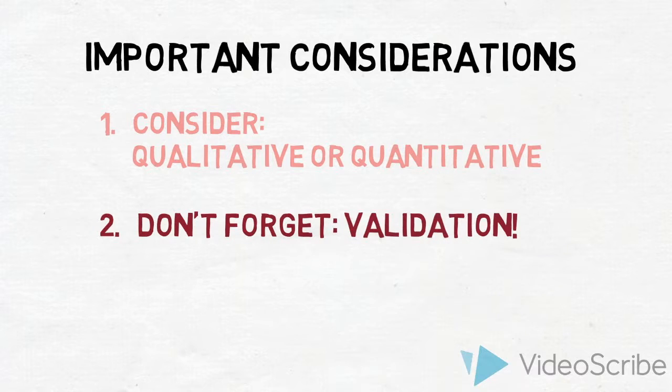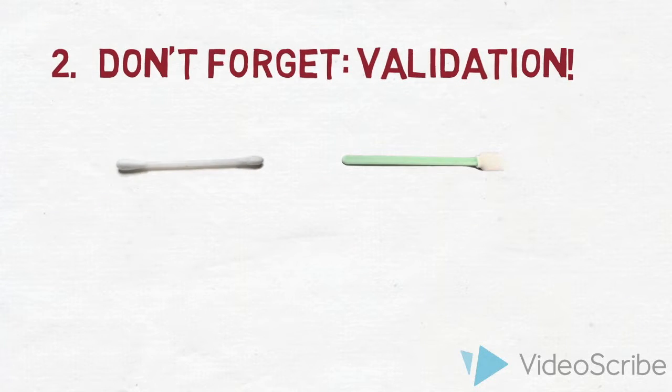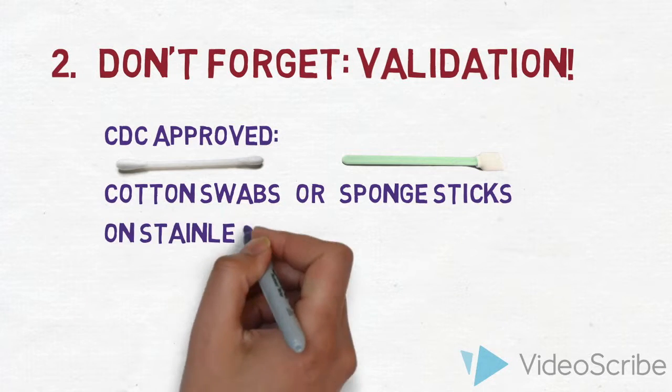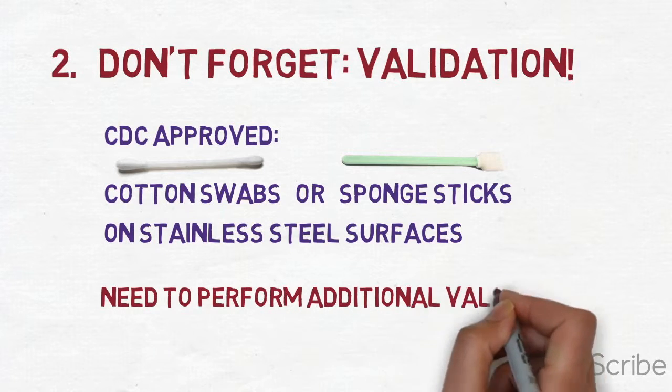Before using surface sampling for proper experimental analysis, it is important that we validate our methods used. To date, the only surface and sampling device combination validated by CDC are swabs and sponge sticks on stainless steel surfaces. Other combinations would require additional validation.